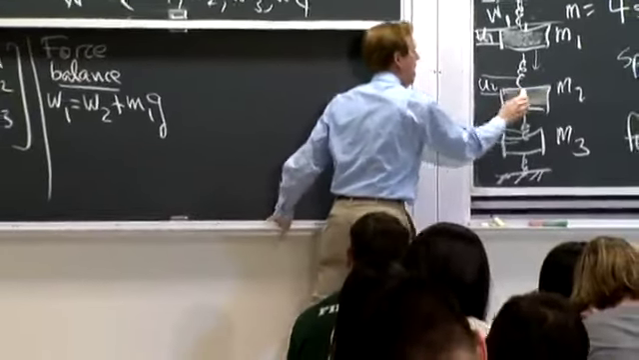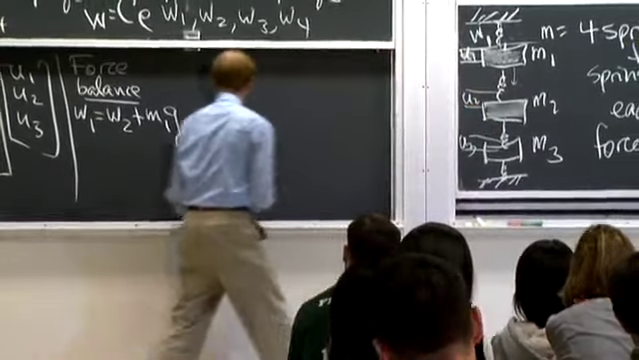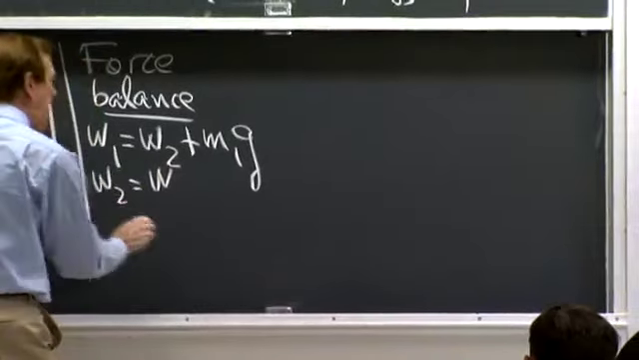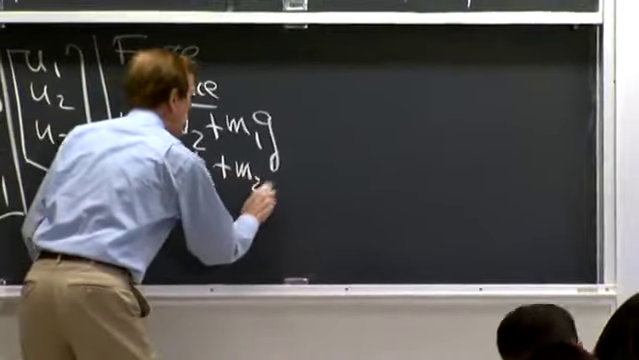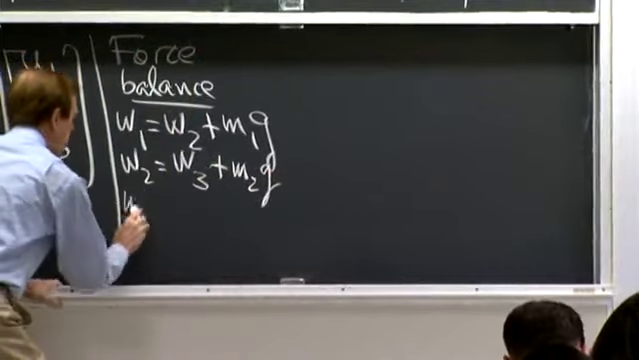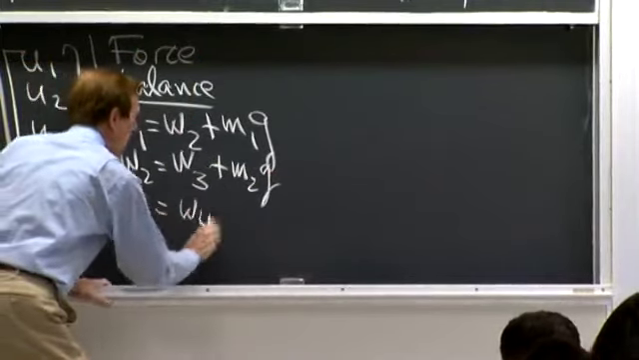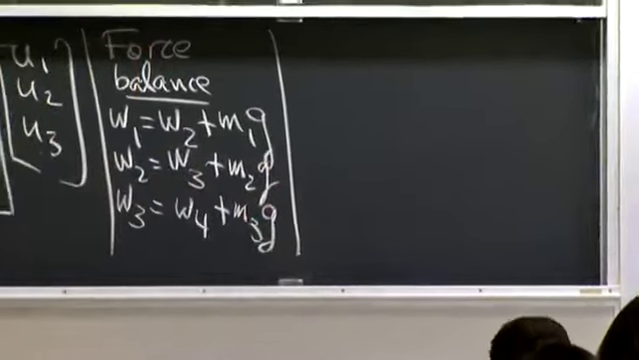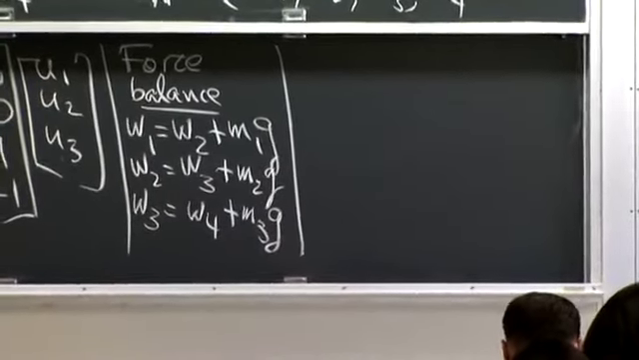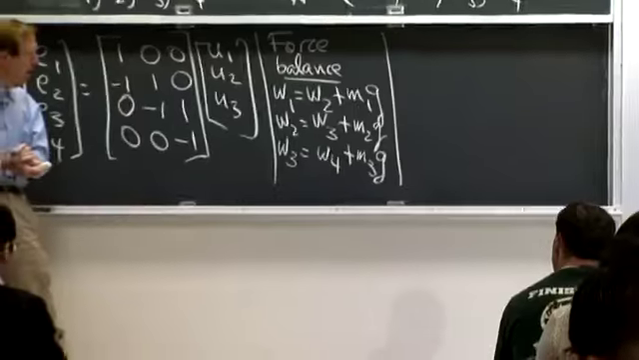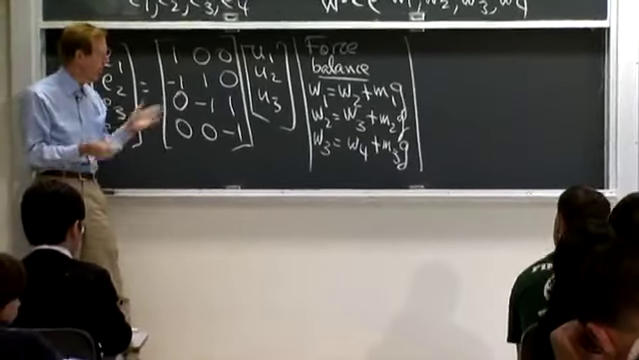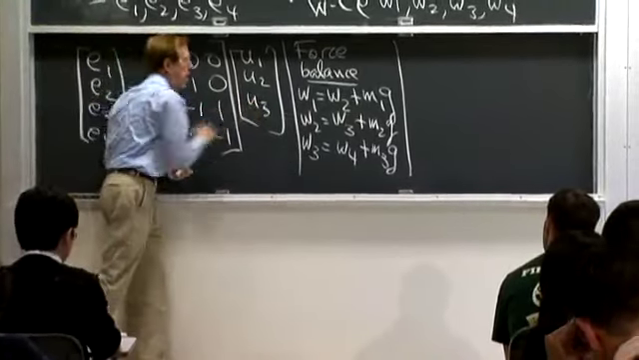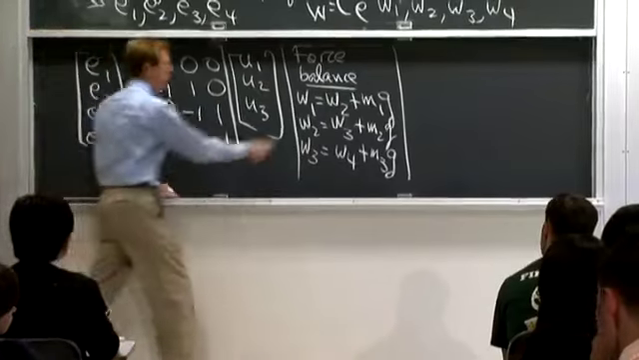And similarly, the next one will have the next mass. If I look just at that, I see a force up, a force down, and gravity down. So W2, that's the pull up, will be W3 plus M2g. And the third one, the force up on the third one, will be the force down on the third one. Okay. So I think those are the equations of force balance written one at a time. And now, of course, I'm going to write that. So that's three equations with four W's.